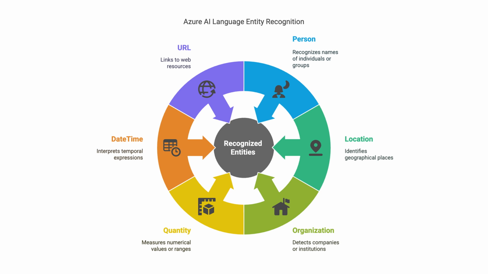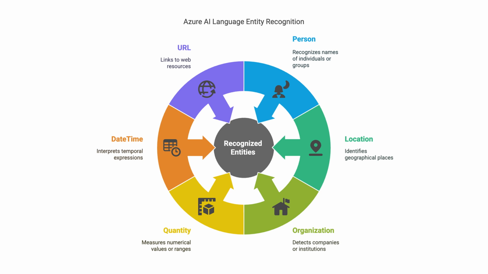This visual breaks down the common types of entities that Azure AI Language can recognize. At the heart are the recognized entities themselves. Radiating outwards, we see the distinct categories the service identifies. It can pinpoint persons, recognizing the names of individuals or groups. It identifies geographical places as locations and detects companies or institutions under the organization category. These three represent some of the most common proper nouns we seek in text.